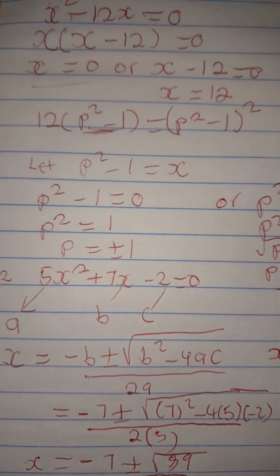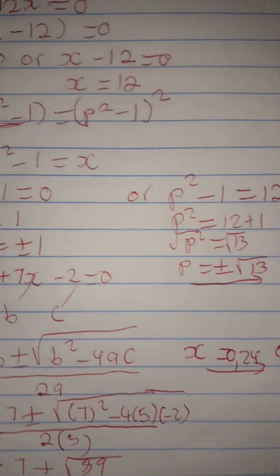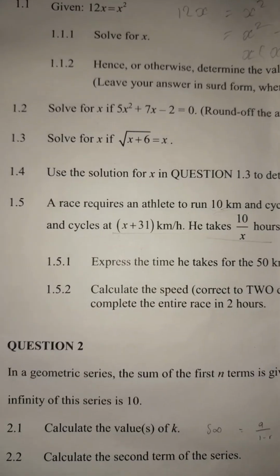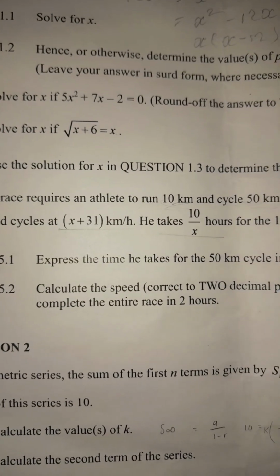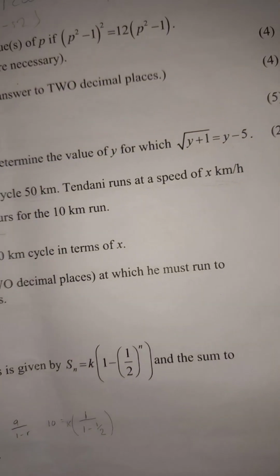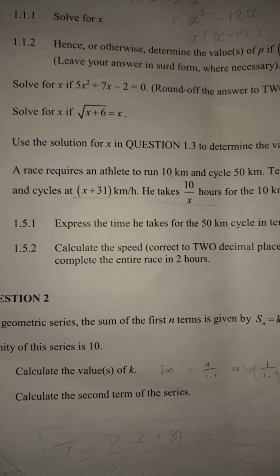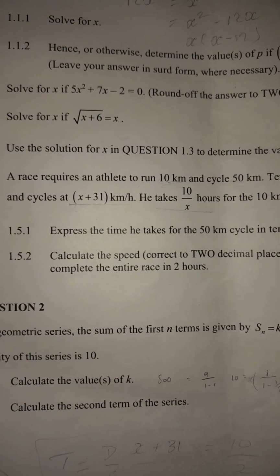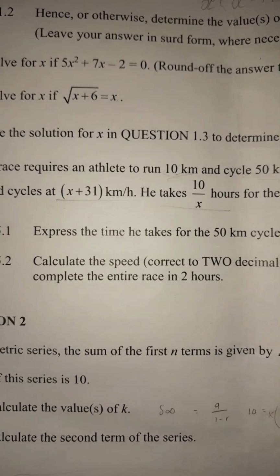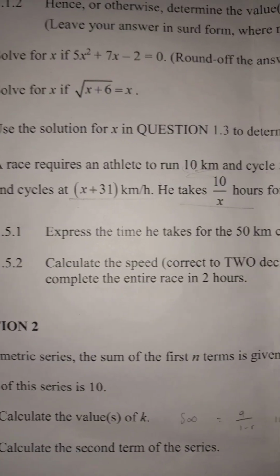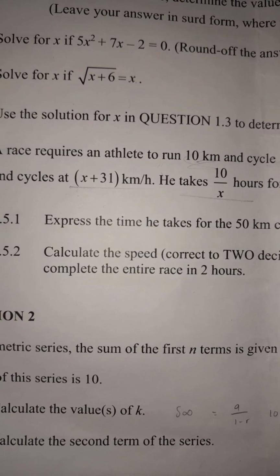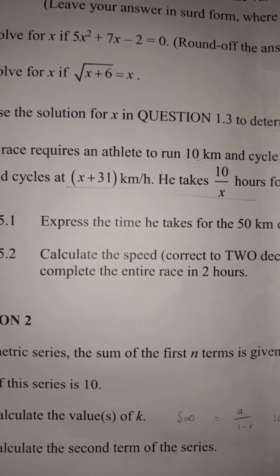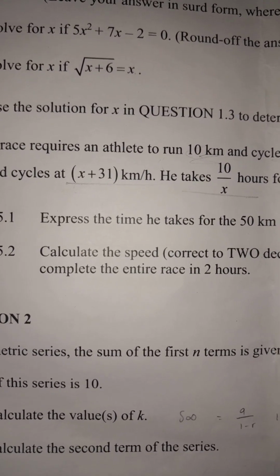Okay, so let's proceed. Now we are proceeding to 1.3. We are required to solve for x if root of x plus 6 is equal to x. And how many marks is that? That's 5 marks. Such questions, guys, are what we call a surd equation. This type of equation is already isolated. If it was not isolated, maybe they would say x plus 6 minus x equals 0, then we'd have to isolate. But in this case, it's not.